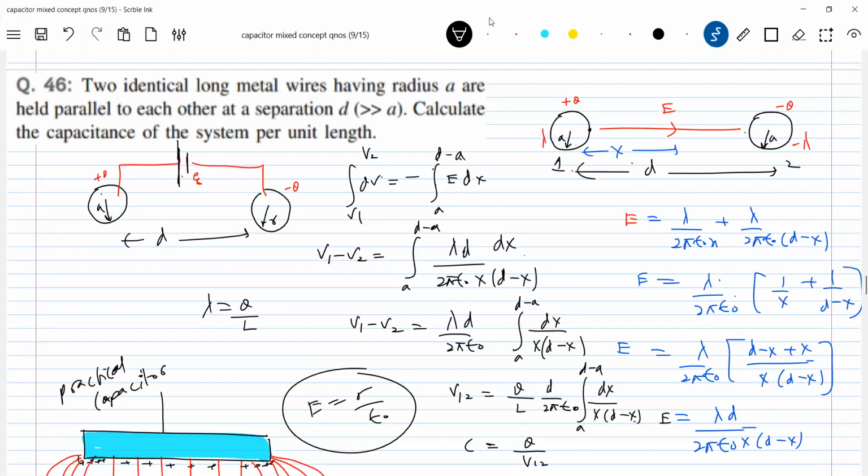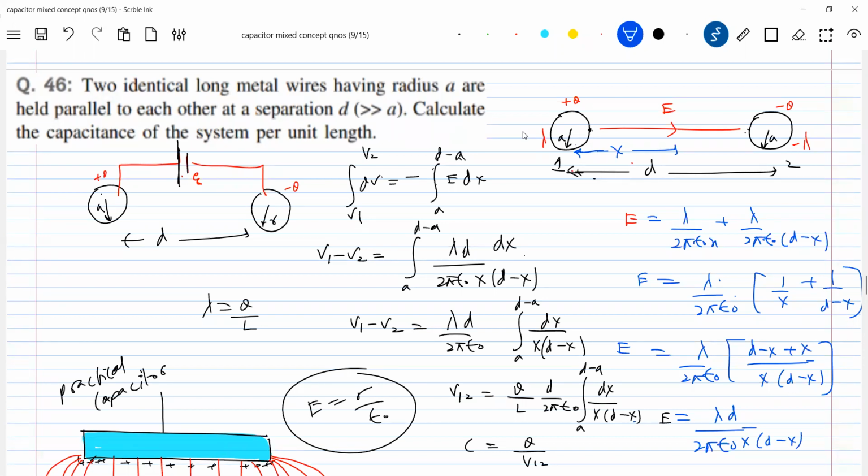Sir, it must be d minus 2a, oh sir, the limits. No, I'll measure from here, no? The d is the separation from the center of one wire to the other wire. So the field should be between here only. The x I'll measure from here. Just solve this.